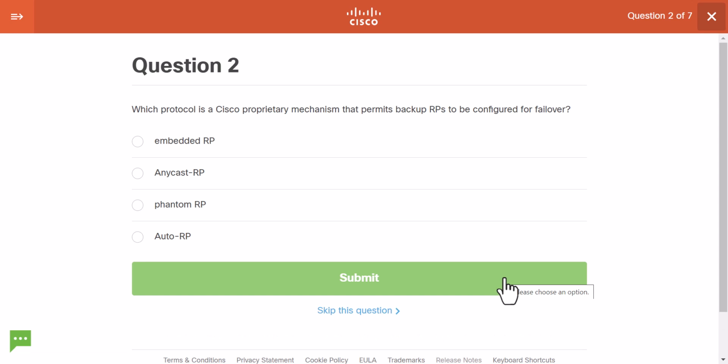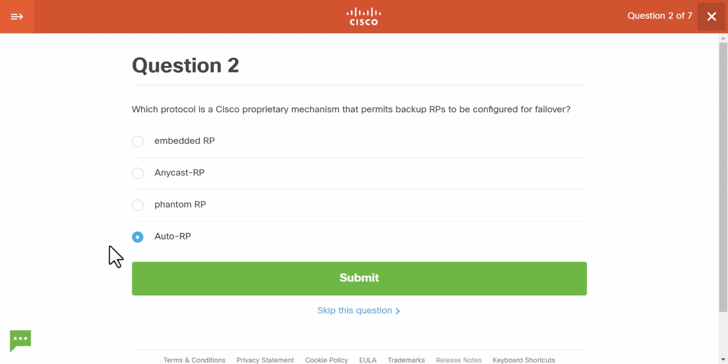Which protocol is a Cisco proprietary mechanism that permits backup RPs to be configured for failover? So this is AutoRP. AutoRP is a Cisco proprietary mechanism. In AutoRP, there are candidate RPs. They are routers which are configured as candidates to be rendezvous points. And RP overall here stands for rendezvous point.